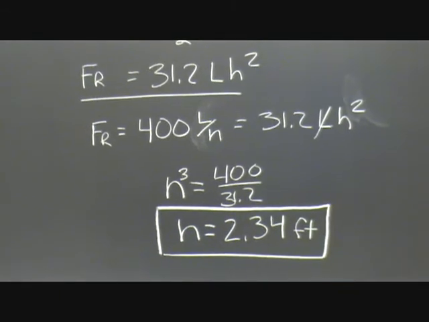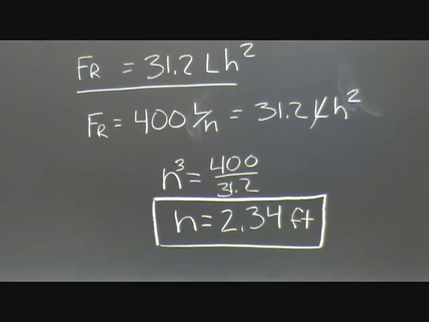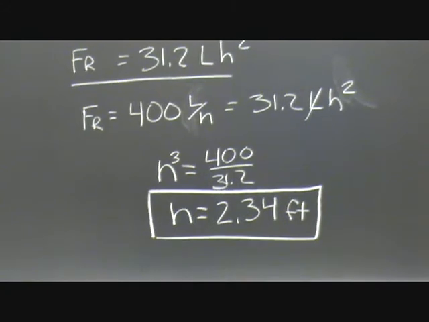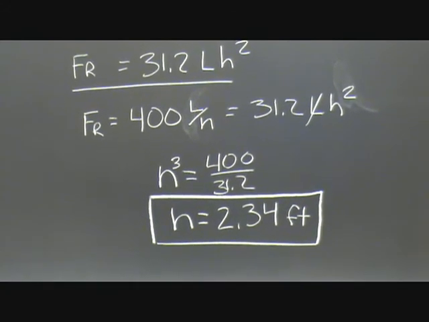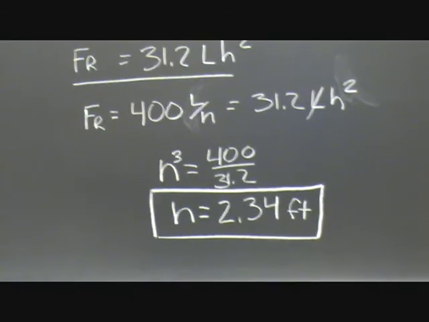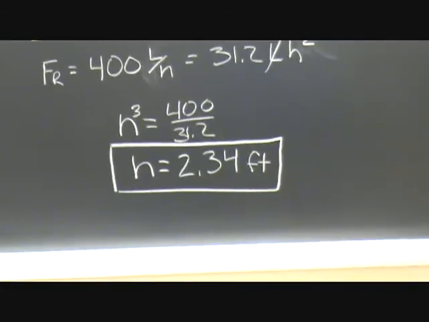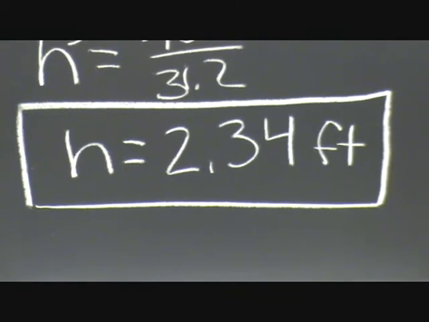Then we can equate this equation to our original resultant force solution to solve for little h, which gives us h cubed is equal to 400 over 31.2, which solves for h as equaling 2.34 feet.